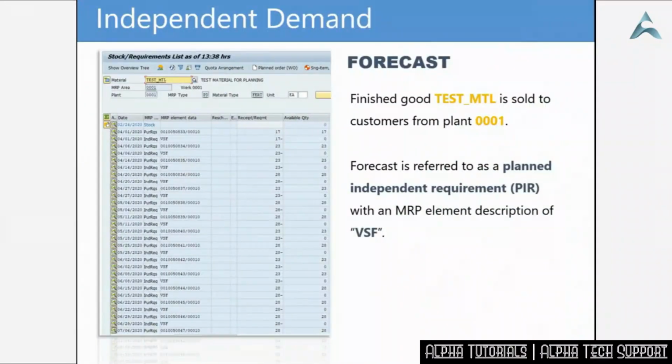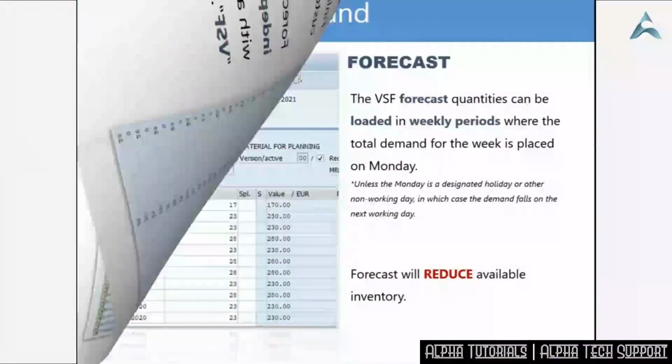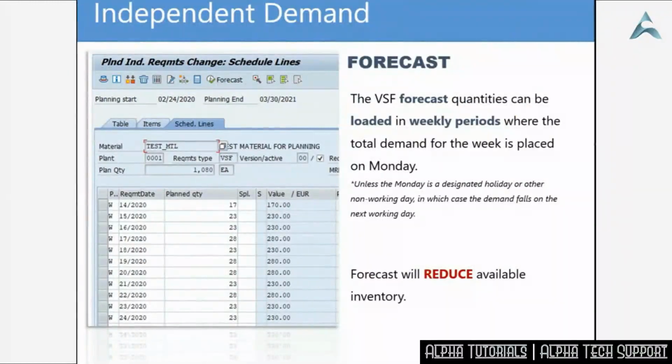We have just learned that forecast is a type of independent demand. And here's a great example of how that looks in SAP. The rows labeled VSF are forecasted demand for this material. Once the forecast is finalized through the demand planning process, like we discussed earlier, it is loaded into SAP. SAP refers to forecast as a planned independent requirement, or PIR.